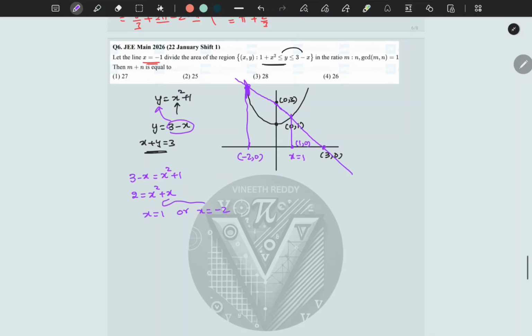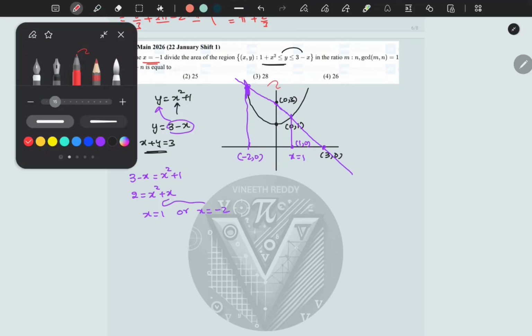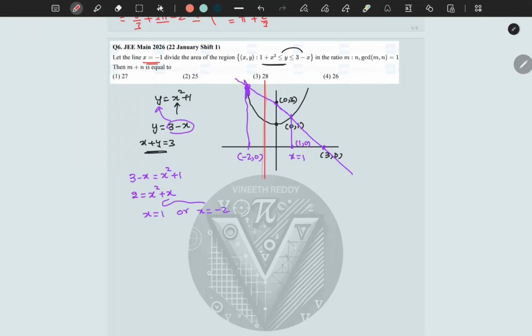Let the line x equals to -1. X equals to -1 will be somewhere here. It divides the area of the region. Again, if we want 1 plus x square less than or equal to y, by now students, you should be expert in that. Again, if you are doubtful, you can take 0, 2 and check. So if x is 0, we get 1 plus 0 is less than or equal to 2. Correct? That means it is the region which is within the parabola, something like this.